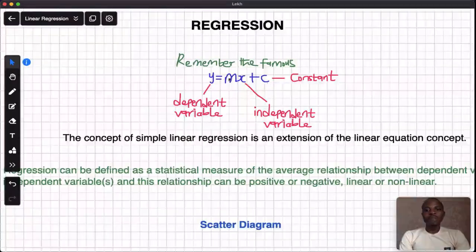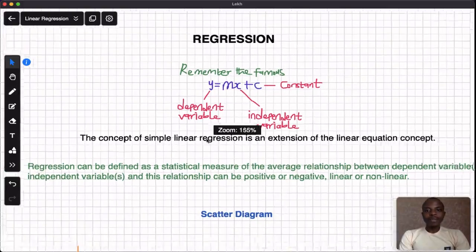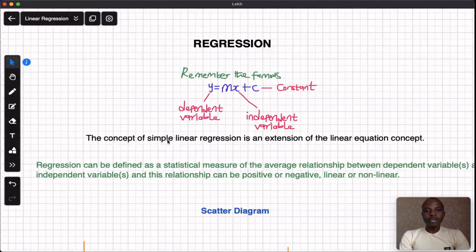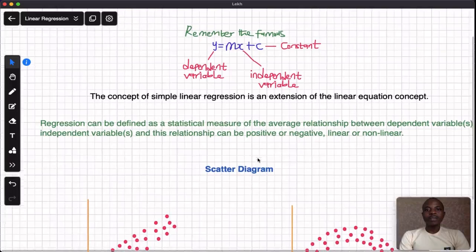plus c, y being the dependent variable, m being the slope, and then x being the independent variable and c being the constant, the intercept actually. Now, the concept of a simple linear regression is an extension of this equation that you are seeing here. So it's just the normal stuff, but a number of other things added, but it's an equation nonetheless, and it looks something like this.